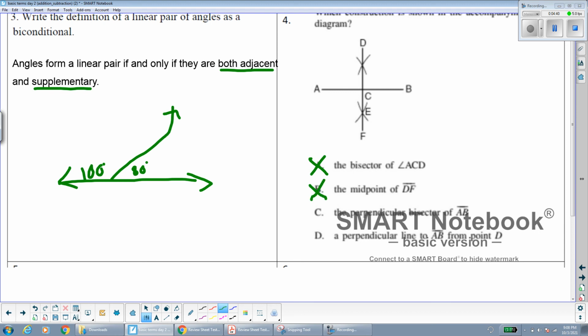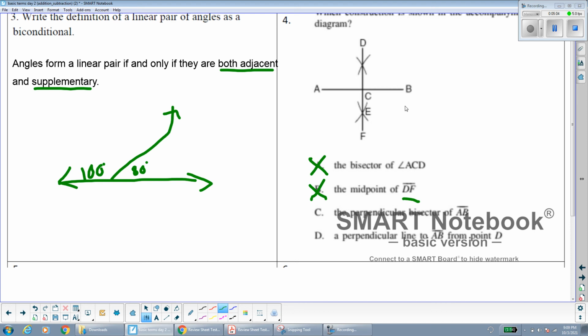So I'm going to get rid of that choice here. Oh, end of DF it says. So that's also why that answer choice is incorrect, because it says the midpoint of DF. So this construction doesn't tell us anything about DF. This construction is doing something to segment AB.